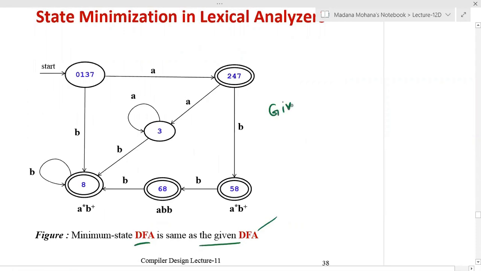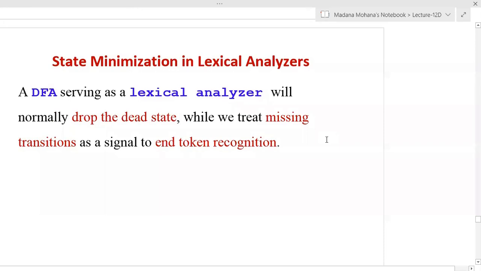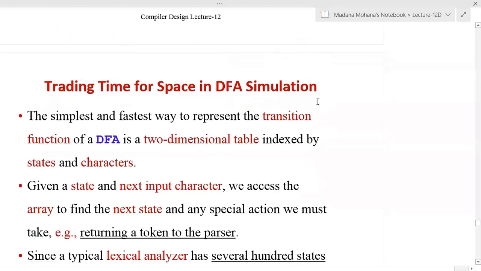Therefore, the given DFA is equivalent to the minimum state DFA. But in all cases it is not possible. Then you can practice another example.